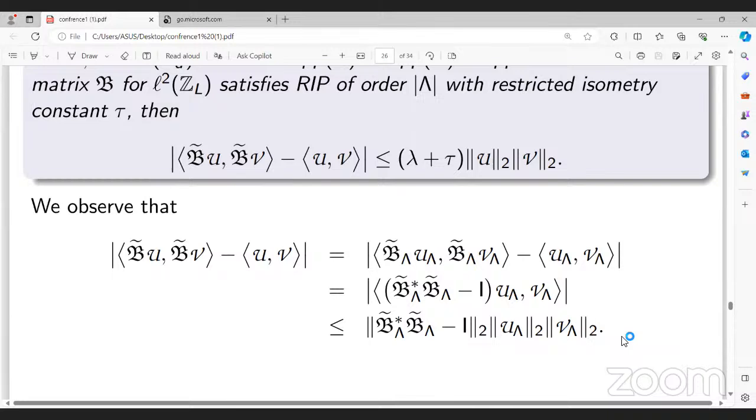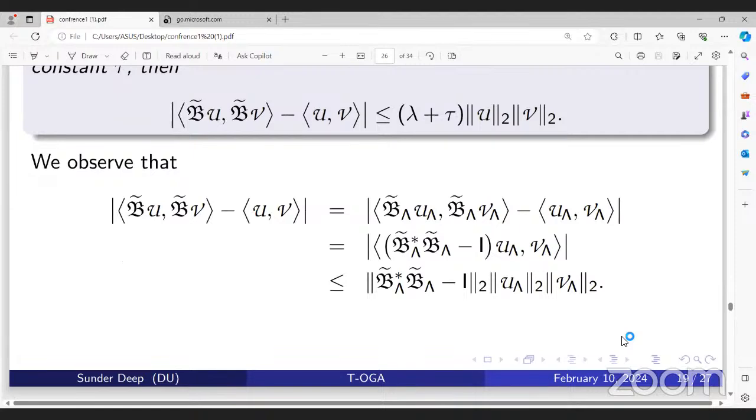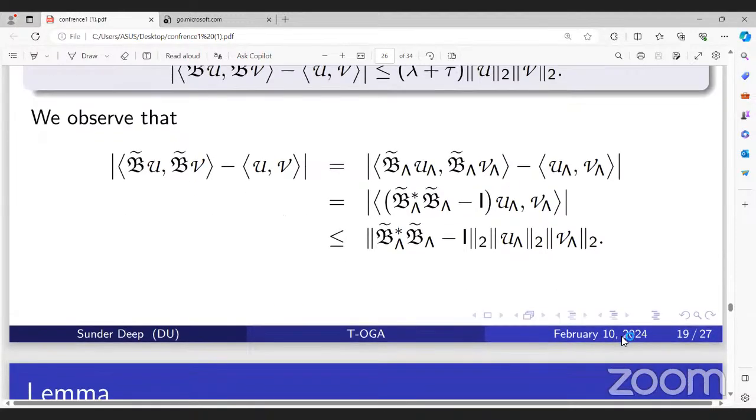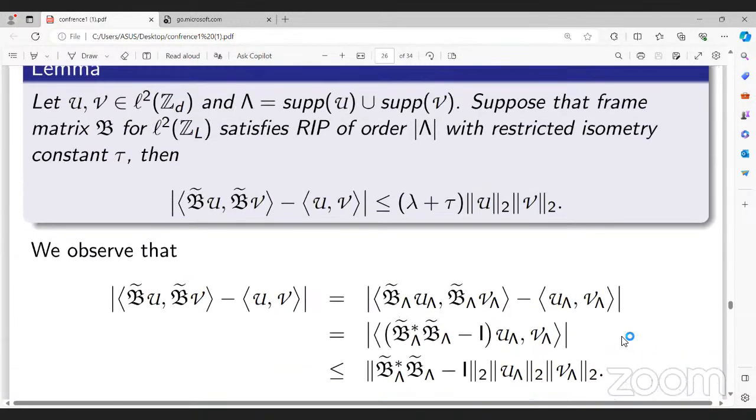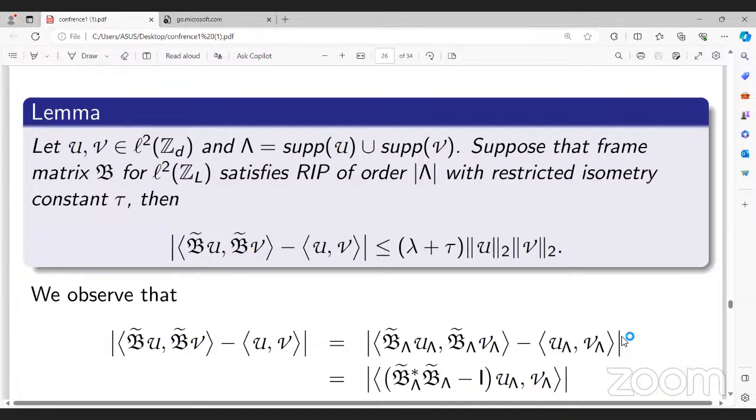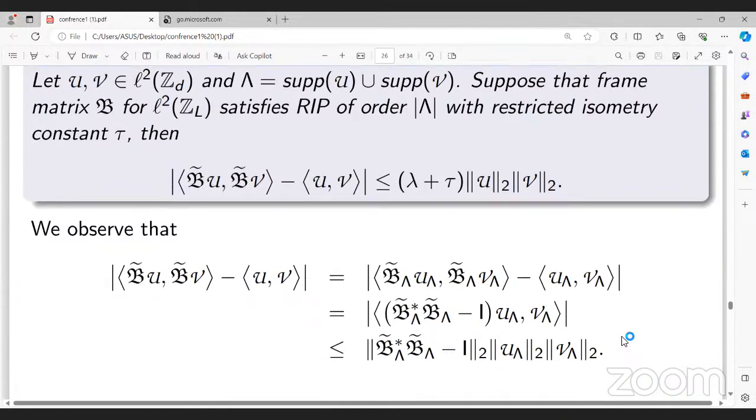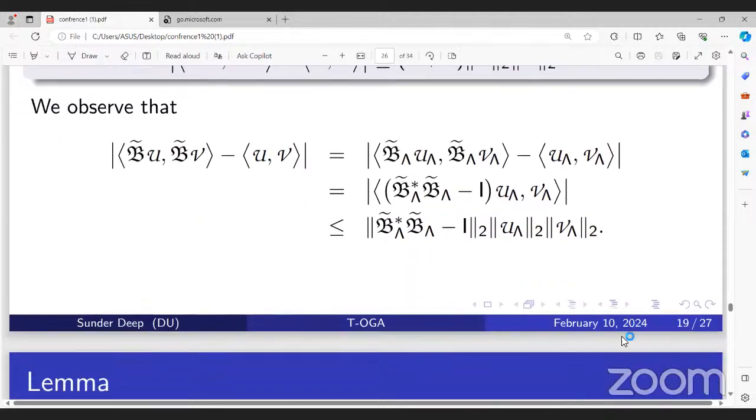So by the Cauchy-Schwarz inequality, this is at most the norm of B lambda tilde star B lambda tilde minus identity times the norm of U tilde and the norm of V tilde. And the norm of U tilde is nothing but the norm of U, because the support of U is contained in lambda. So we got this inequality.